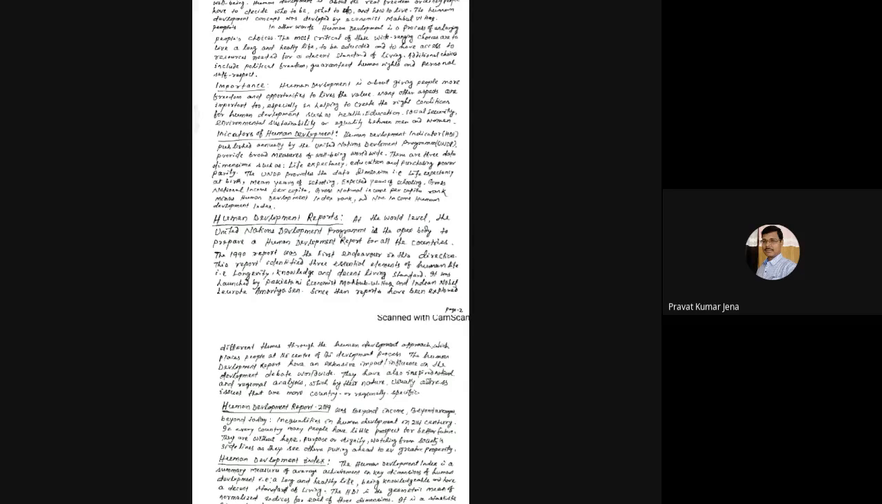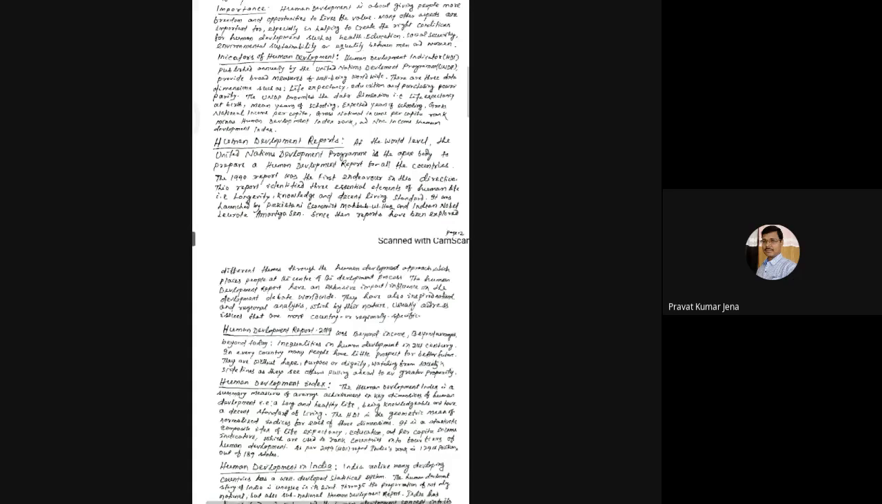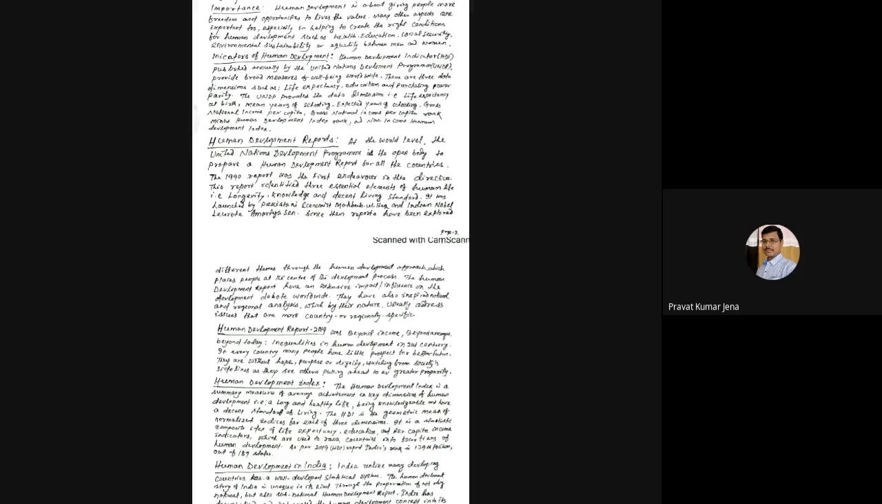My dear students, you try to remember and write down the two names of those who launched the human development report. It was launched by the Pakistani economist Mehboob ul Haq. Again I am repeating, it was launched by the Pakistani economist Mehboob ul Haq and the Indian Nobel laureate Amartya Sen.